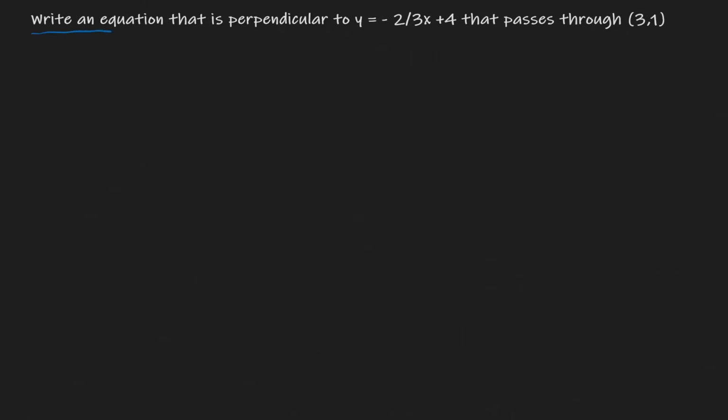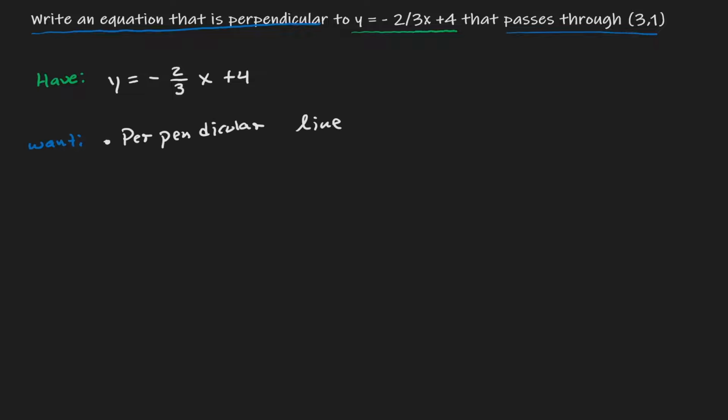So here, we want to write an equation that is perpendicular to the line y equals negative 2/3 x plus 4. And we want to make sure that it passes through the point (3, 1). So let's organize this information. We have an equation, and what we want is a perpendicular line that also passes through the point (3, 1). Notice that with the given equation, the slope of this line is negative 2/3. Knowing that perpendicular lines have negative reciprocal slopes, the slope of the perpendicular line that we're going to define is positive 3/2.